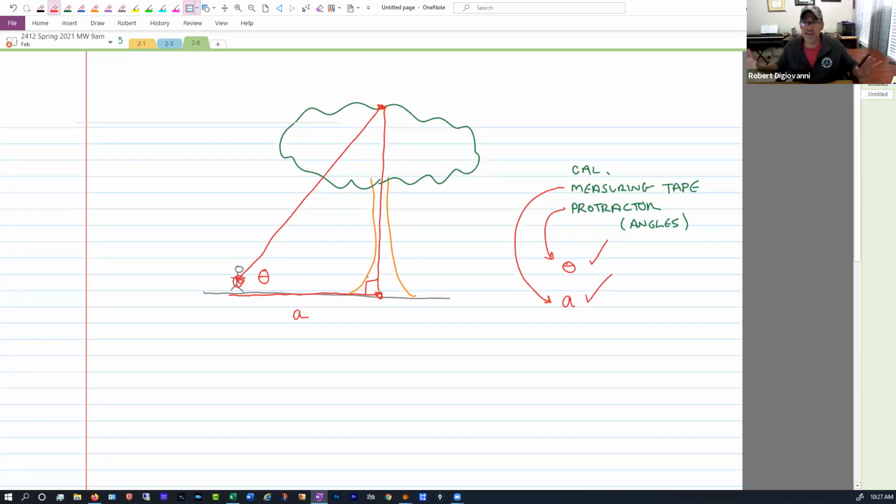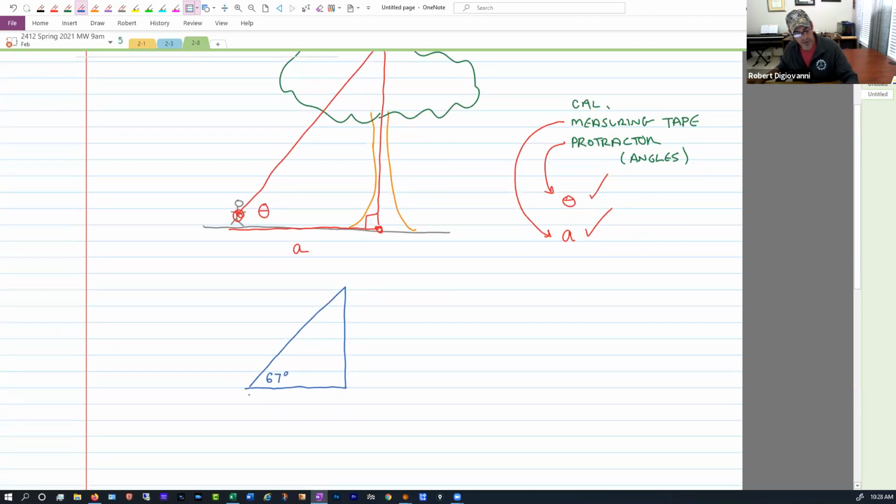Now, let's say we did this. Let's act like we actually did this. Let's say that we did this measurement, and we found that this angle was 67 degrees. And let's say that when we measured the distance from us to the tree, that was 32 feet.